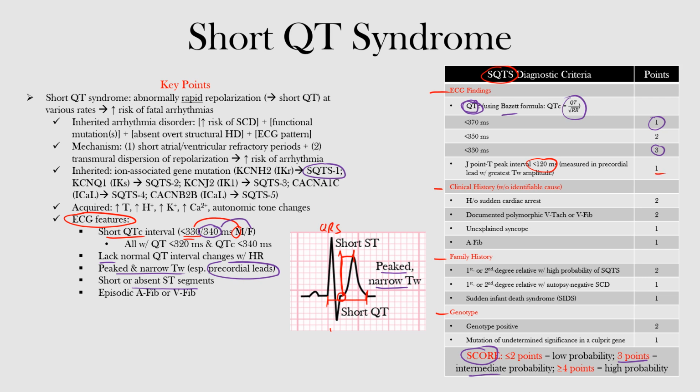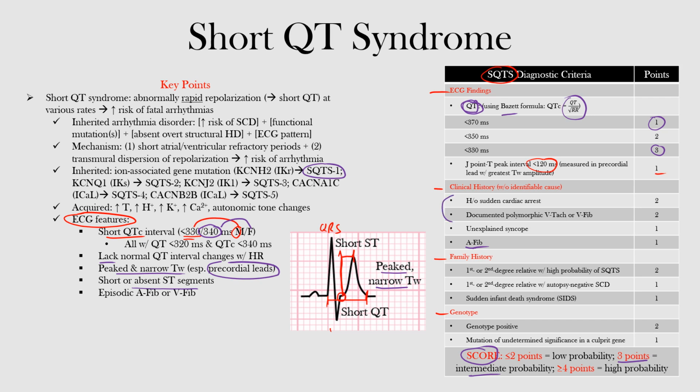Now to the clinical history, and in this case, you have to make sure that there's no identifiable cause that is resulting in this, okay? So make sure that you don't have any other thing that's contributing to this. So if the patient has AFib, make sure that there's nothing else that's contributing to the AFib, okay? So if the patient had AFib, you get 1 point. If it's unexplained syncope, 1 point.